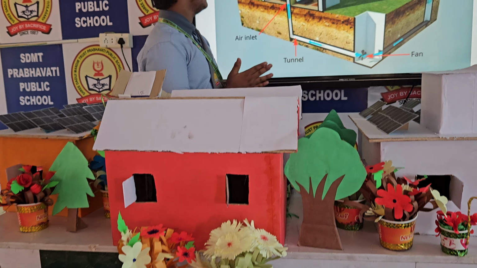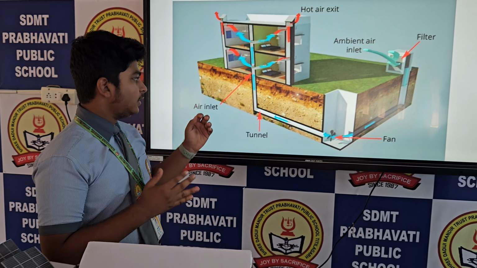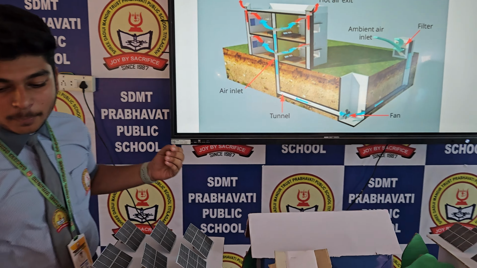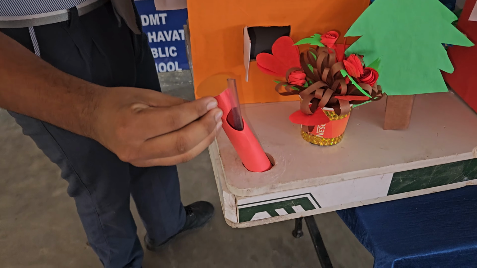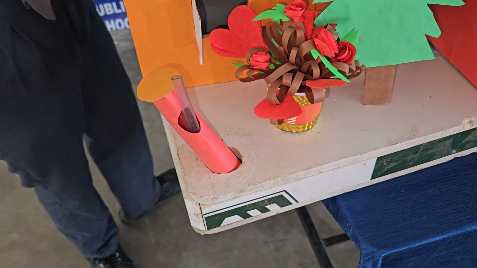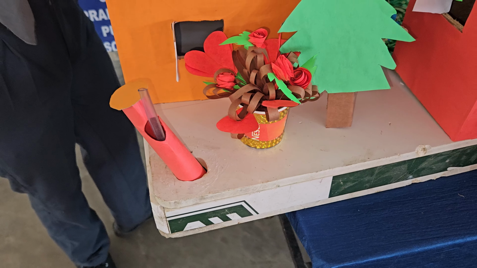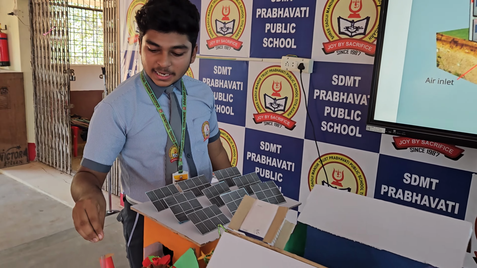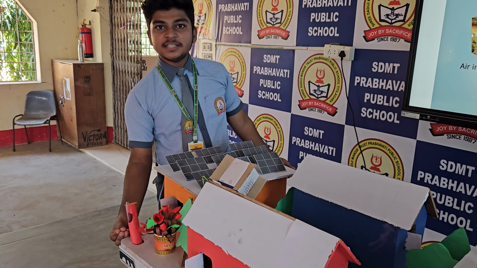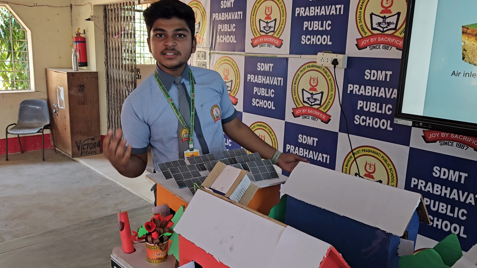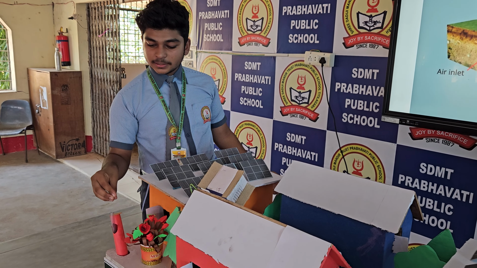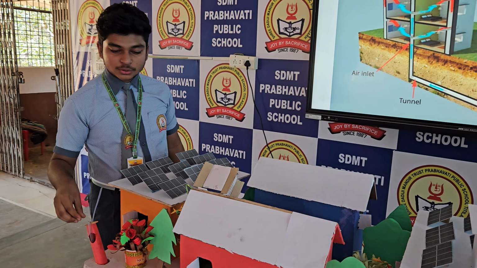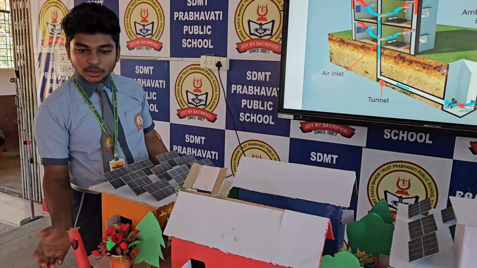So the next technique is the earth air tunnel. For this we have installed here a pipe, as you can see, or we can say an inlet. So what is that? During the summer season, the warm air enters through this pipe, and inside it there is a filter which will filter the dust and dirt from this air. Then this air will pass through the channel which is installed under the ground.